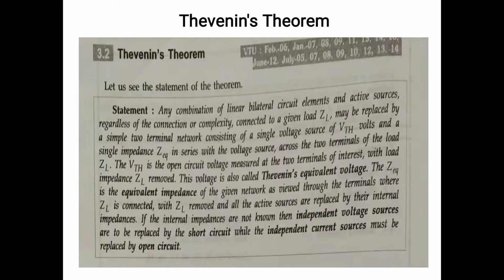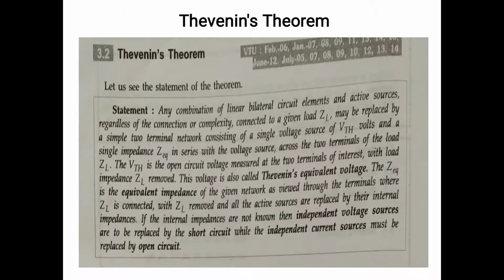The VTH is the open circuit voltage measured across the two terminals of interest with the load impedance ZL removed. First ZL is removed, then you find the open circuit voltage V Thevenin across the two terminals of interest. This voltage is also called Thevenin's equivalent voltage. The Z equivalent is the equivalent impedance of the given network viewed through the terminals where ZL is connected, with ZL removed and all the active sources replaced by their internal impedance.